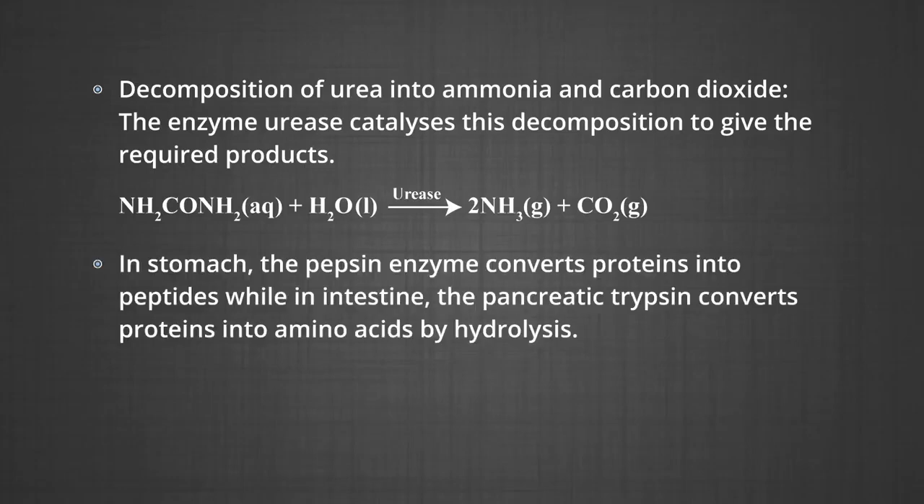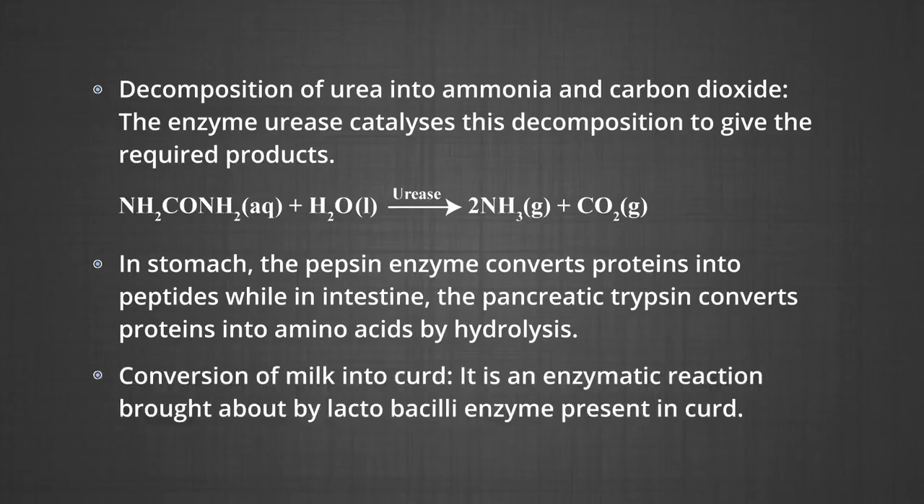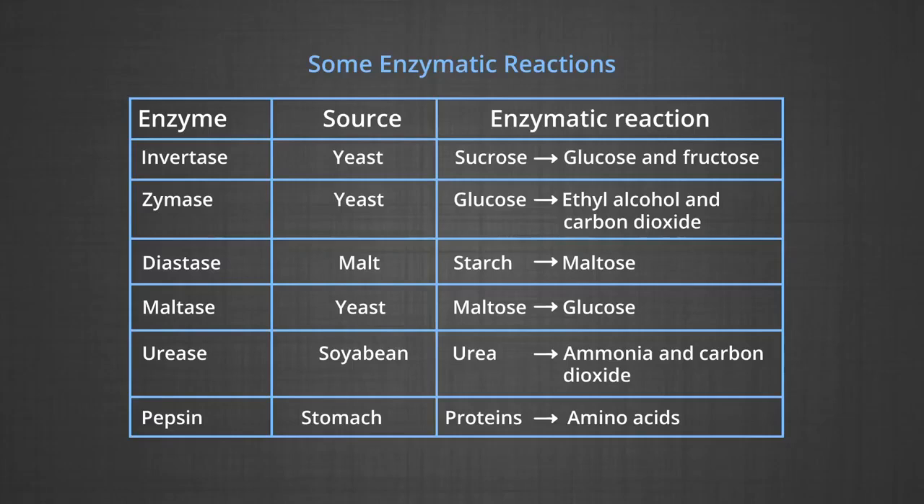Number 6, in stomach, the pepsin enzyme converts proteins into peptides, while in intestine, the pancreatic trypsin converts proteins into amino acids by hydrolysis. Number 7, conversion of milk into curd. It is an enzymatic reaction brought about by lactobacilli enzyme present in curd. These details along with the sources are tabulated for your ready reference.